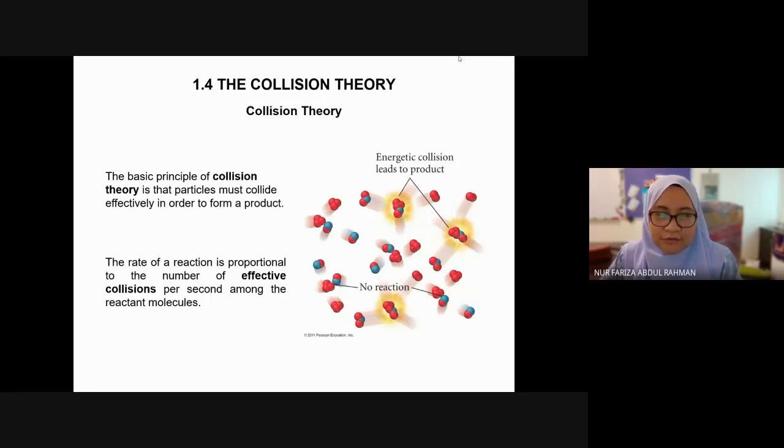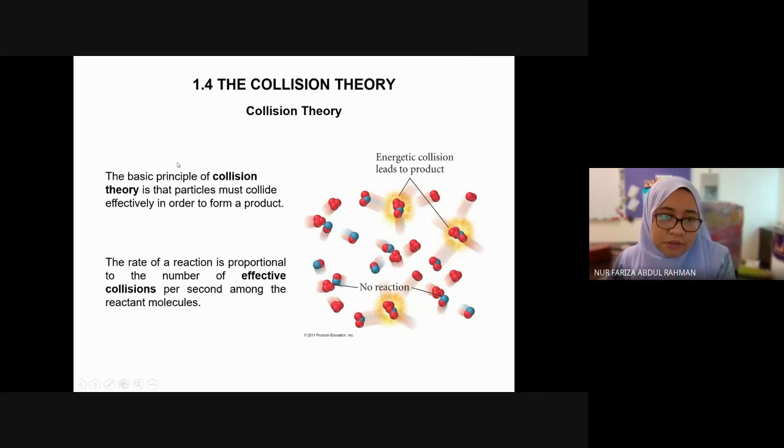So sedikit sebanyak I have told you, we also have discussed related to this collision earlier on. So you dah ada that idea tu dah ada lah. So basically for a reaction to take place, the reactants, the particles, the molecules need to collide with one another so that it increases the probability of producing product. I'm using the word probability because not all collisions produce product.